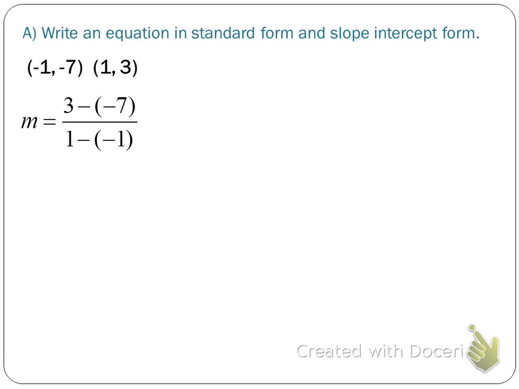Everybody still with me? Okay, from there, we just do the math. They're both minus a negative. Minus a negative is like a plus. So 3 plus 7 is 10. 1 plus 1 is 2. And then when we simplify that, we get 5. So my m is 5.